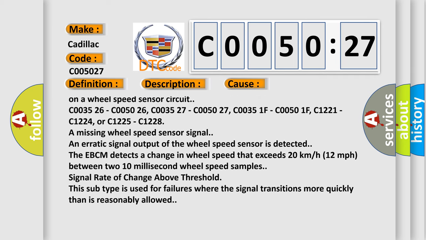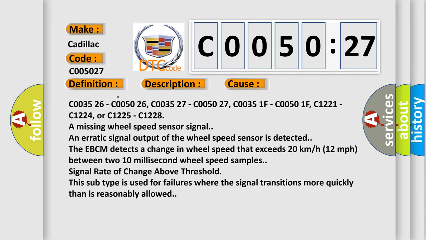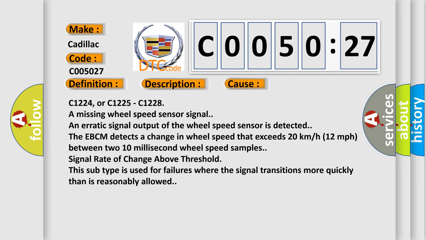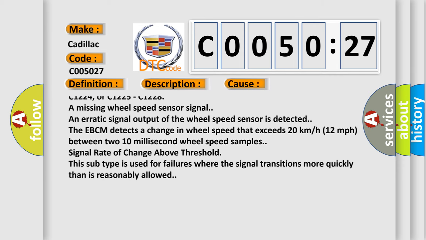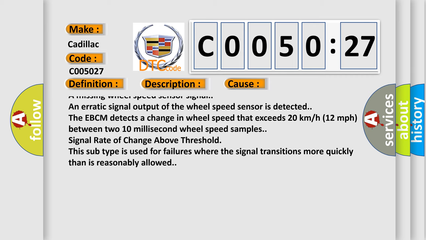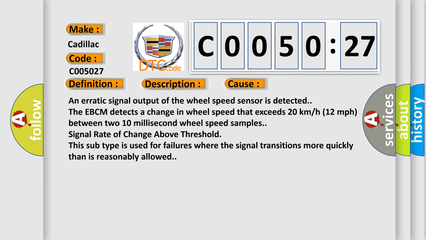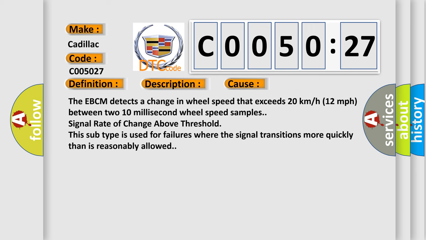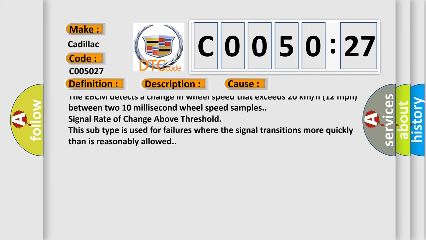C0035-26, C0050-26, C0035-27, C0050-27, C0351F, C0051F, C1221, C1224, C1225, C1228. A missing wheel speed sensor signal.